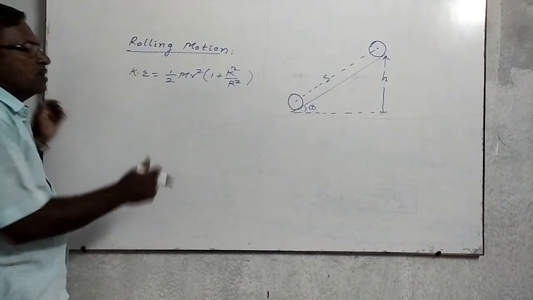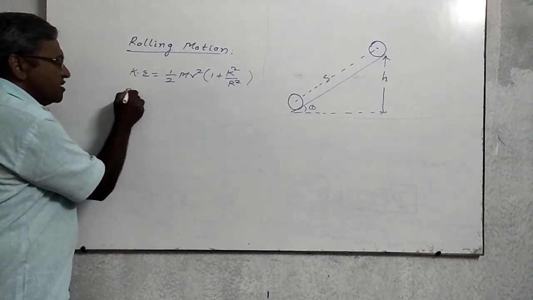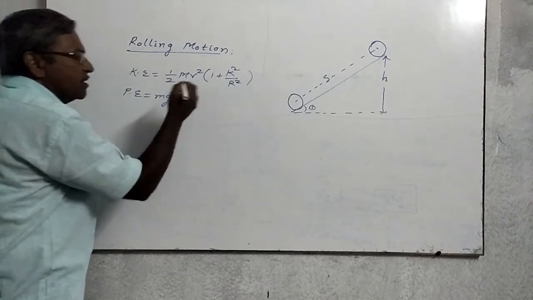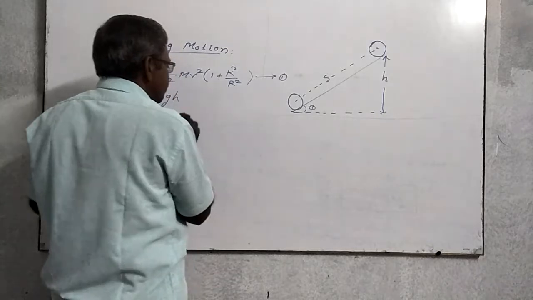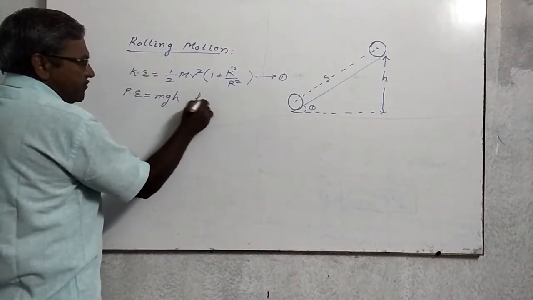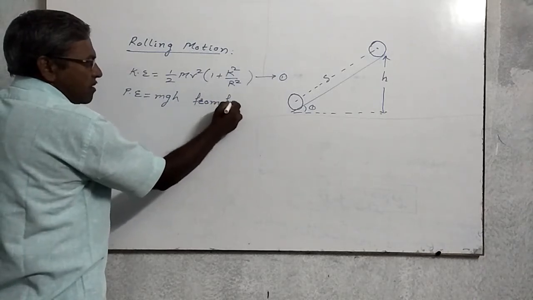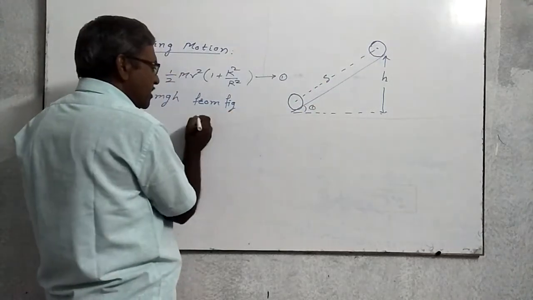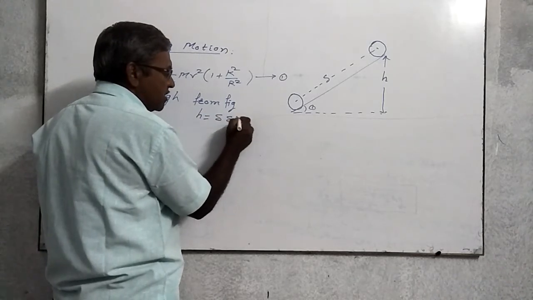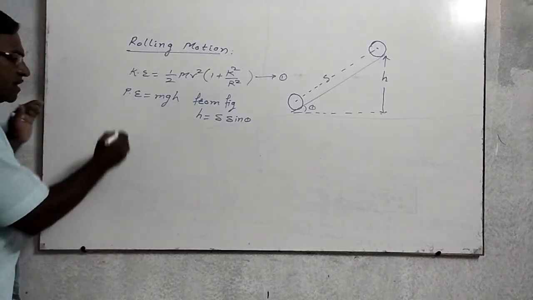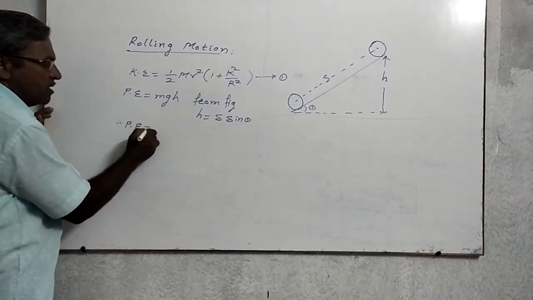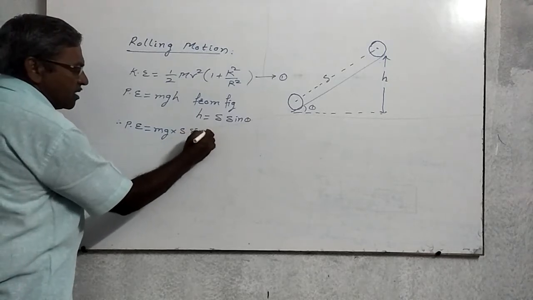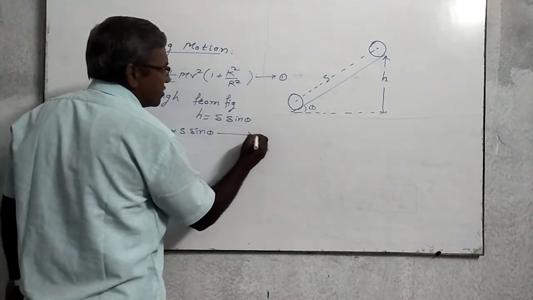Now potential energy by definition is nothing but mgh. Suppose this is equation number 1. From the figure, what is the value of this h? h is nothing but, say this is the opposite side, so it will be s sin theta. Okay, putting this value, you can have potential energy equal to mg into s sin theta. Equation number 2.